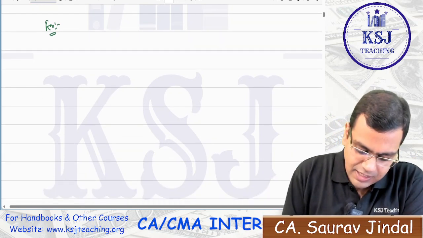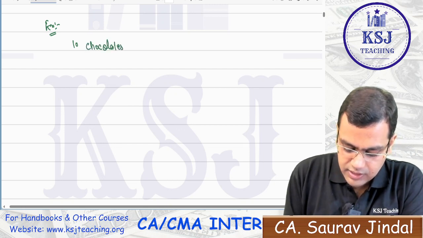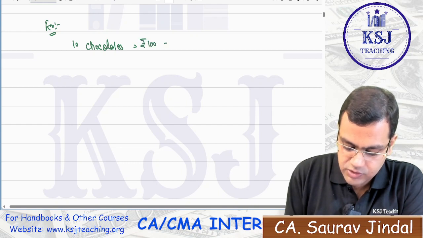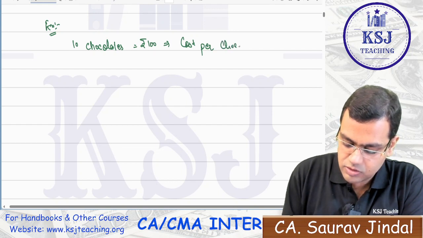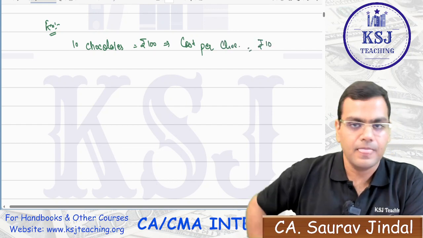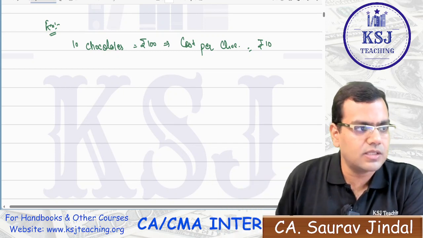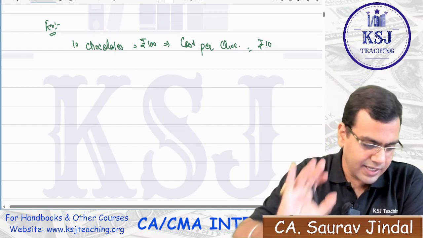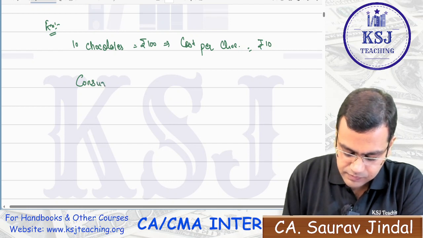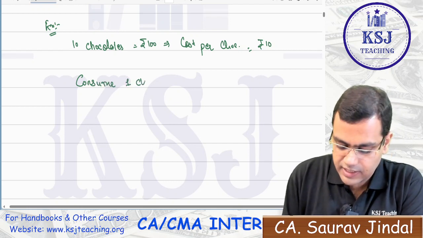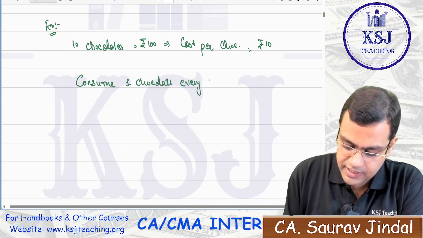What is the example? Let's say you go to the market and you buy 10 chocolates worth rupees 100. So what is the cost per chocolate here? The cost per chocolate is rupees 10. Now, what do you decide? You have decided to consume one chocolate every day.